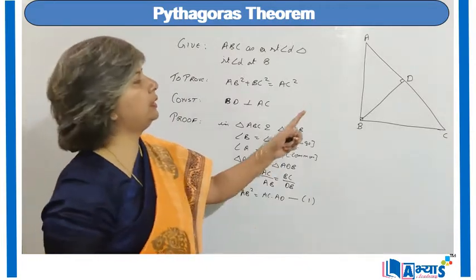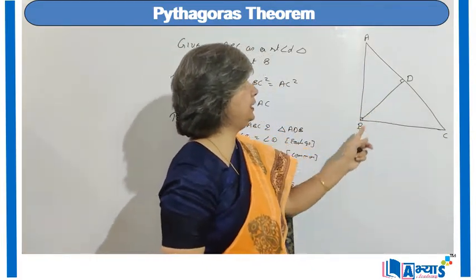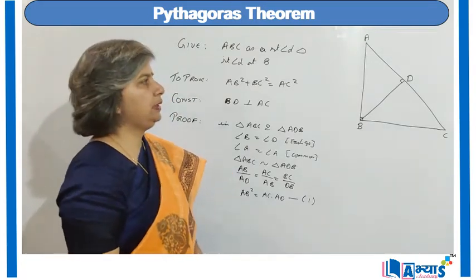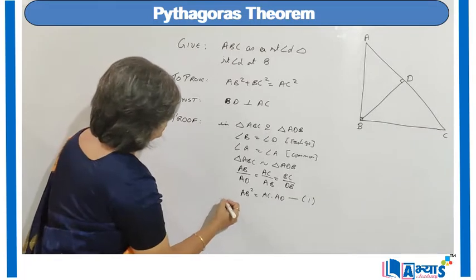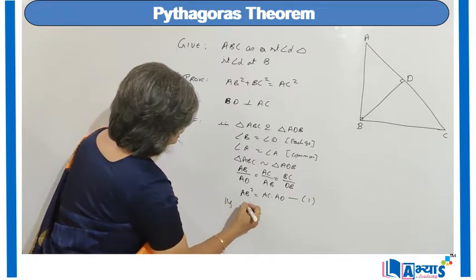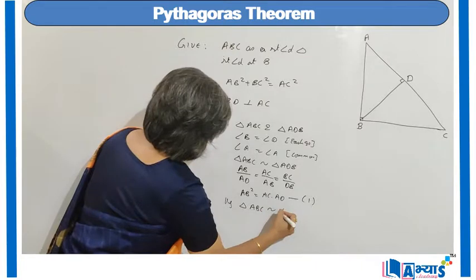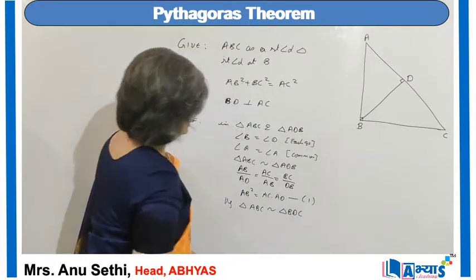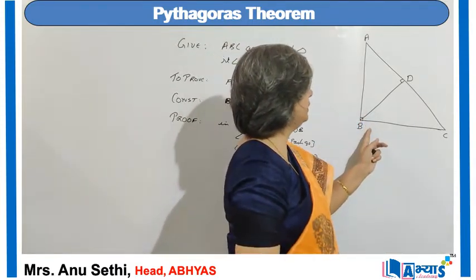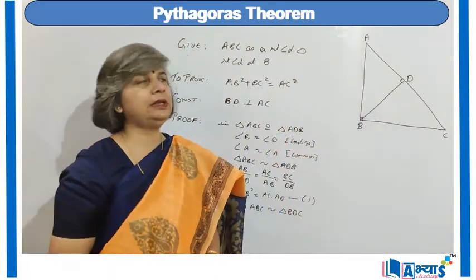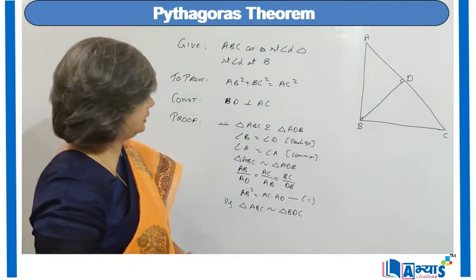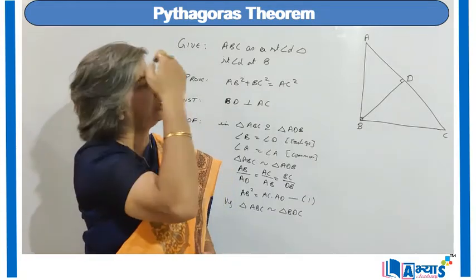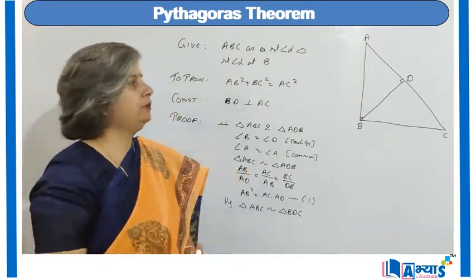As we have proved that triangle ABC is similar to ADB, we can also prove that ABC is similar to triangle BDC, because in both the triangles, angle B in ABC is 90 degree and in the second angle D is 90 degree. So angle B is equal to angle D and angle C is common in both the triangles. So the triangle ABC is similar to BDC.